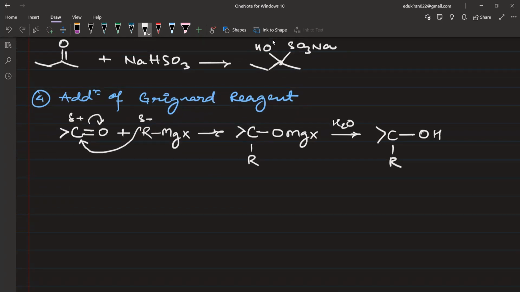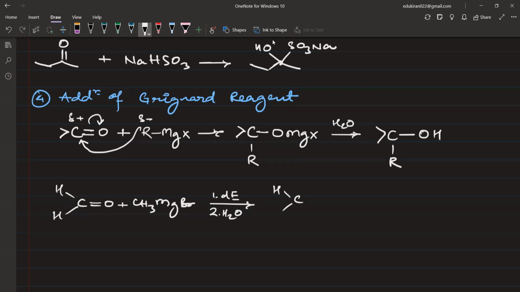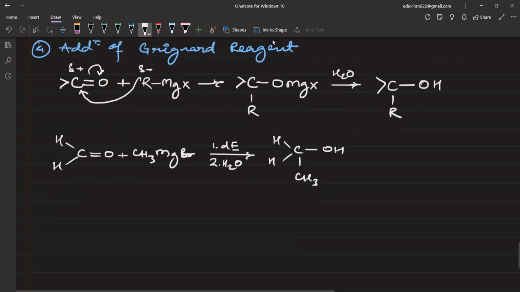If I have formaldehyde in which carbon is only connected to hydrogens plus CH3MgBr, first step, that dry ether, second step is H2O. Now in this case, this carbon atom will be connected to both of those hydrogens as it is. It will get a CH3 here, and it will get OH here. So formaldehyde, it gives what? Primary alcohol.